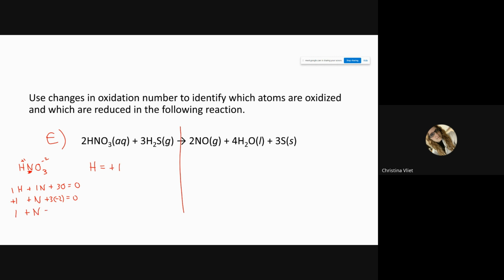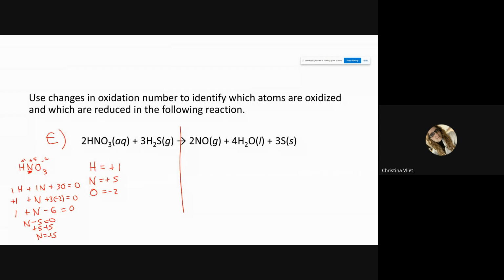One plus N minus 6 equals 0. N minus 5 equals 0, and then add 5 to each side. Either way that you worked it, you should get nitrogen as positive 5. Nitrogen is positive 5, oxygen is -2. That's what we did last class. Then we figure out H and S in this compound.